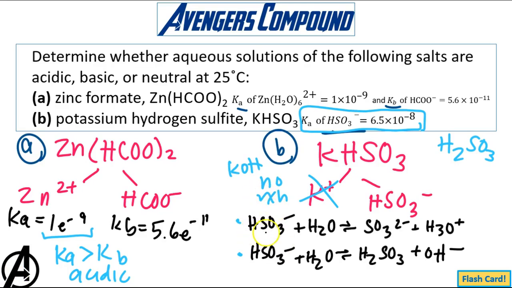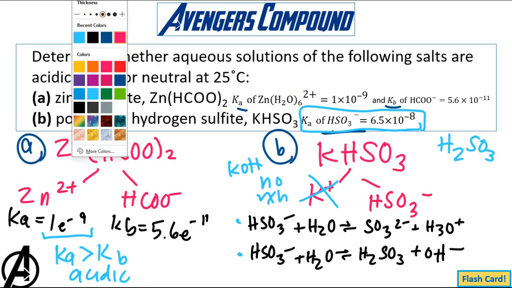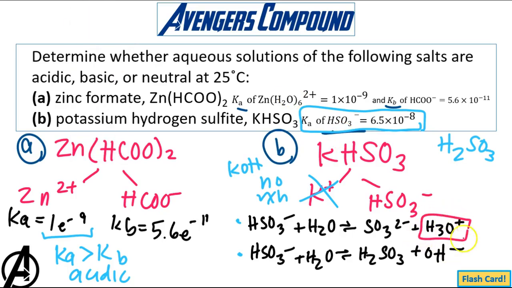Okay, so if HSO3 minus is going to act as an acid, then when it mixes with water, it's going to produce SO3 2 minus, and of course, H3O plus, which signifies that it's going to be acidic. And then if HSO3 minus acts as a base, it's going to be mixed with water. It's going to form H2SO3, which is that weak acid, and then it's going to form OH minus, which is going to be related to basicity.